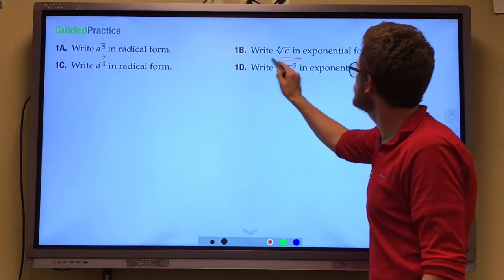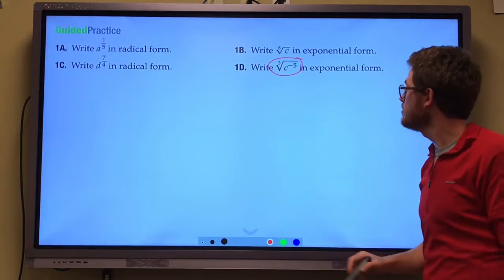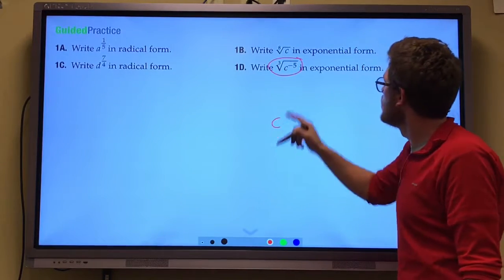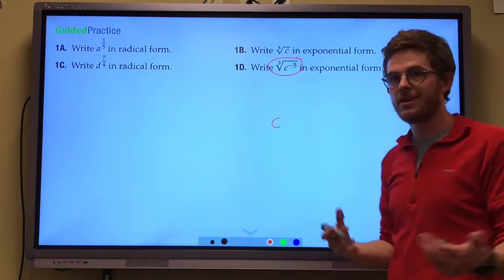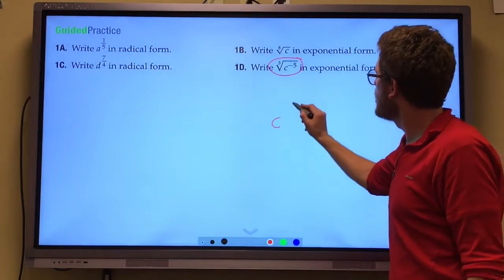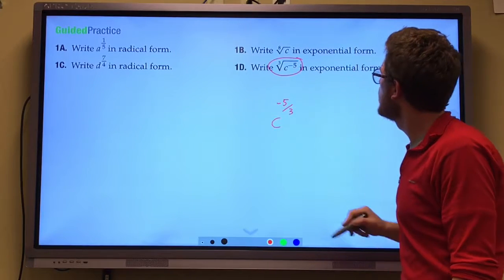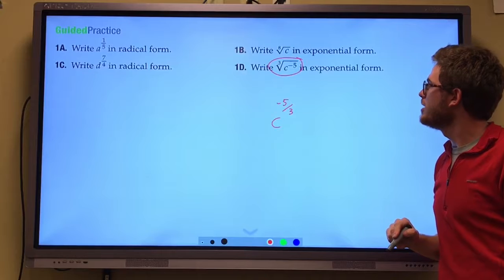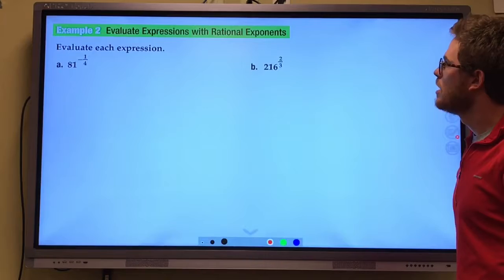Here, I think one of the more interesting ones is the 3rd root of c to the power of -5. Well, c to the power of -5 is exactly what it looks like. We're going to use that -5. I know that the index is representing my denominator, while the exponent on the inside is representing the numerator.